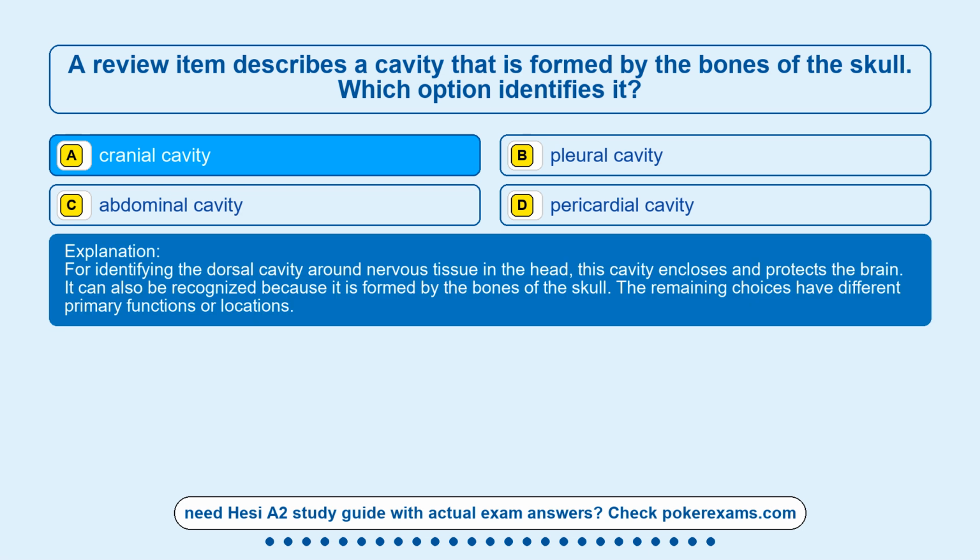For identifying the dorsal cavity around nervous tissue in the head, this cavity encloses and protects the brain. It can also be recognized because it is formed by the bones of the skull. The remaining choices have different primary functions or locations.